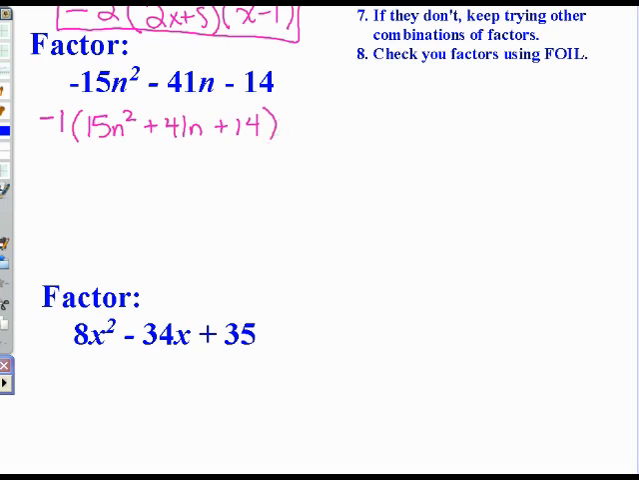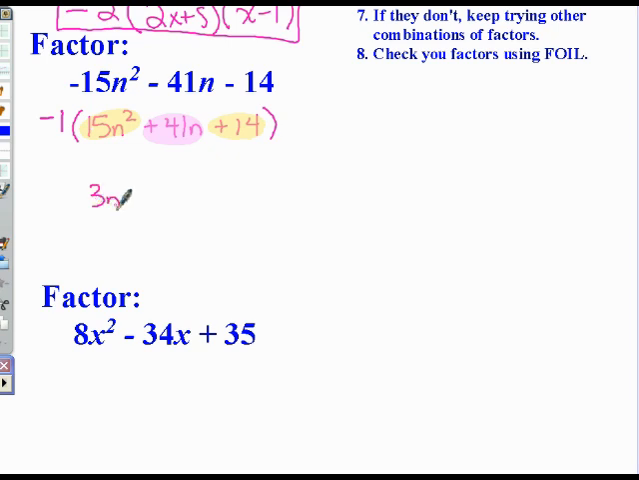Using the AC method, we're going to look at our A and our C and figure out how we can play with their factors so that they combine to get us this B term. So my A term is 15n squared. So if I list all the ways I could do 1n times 15n or 3n times 5n, you want to go with the central factors first and then work your way out to the extreme factors. So I would go with 3 times 5 instead of 1 times 15.